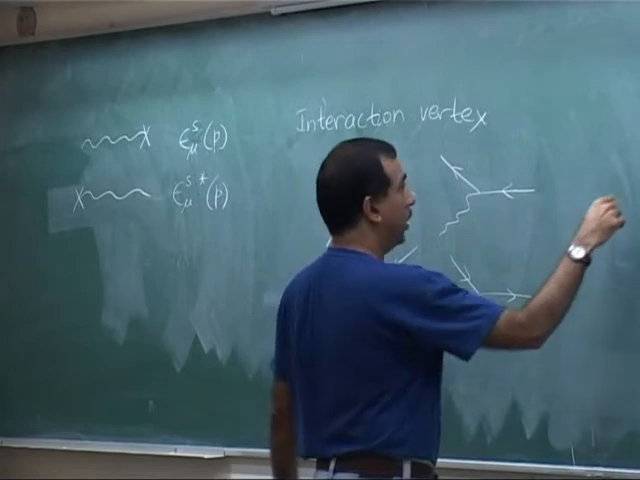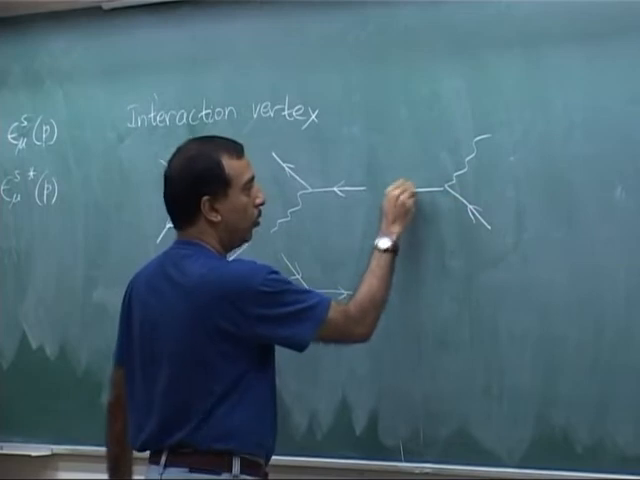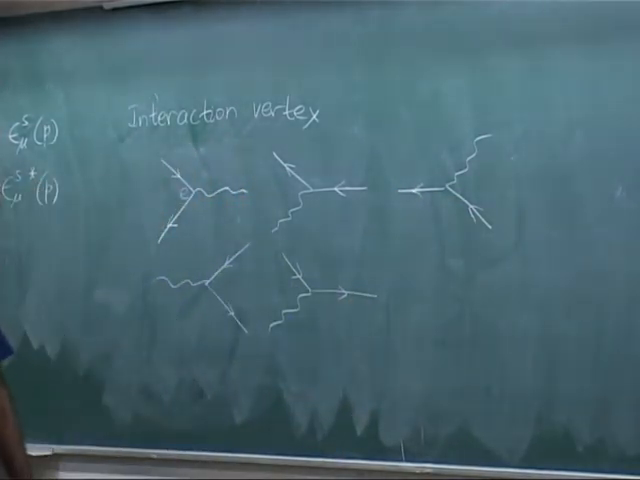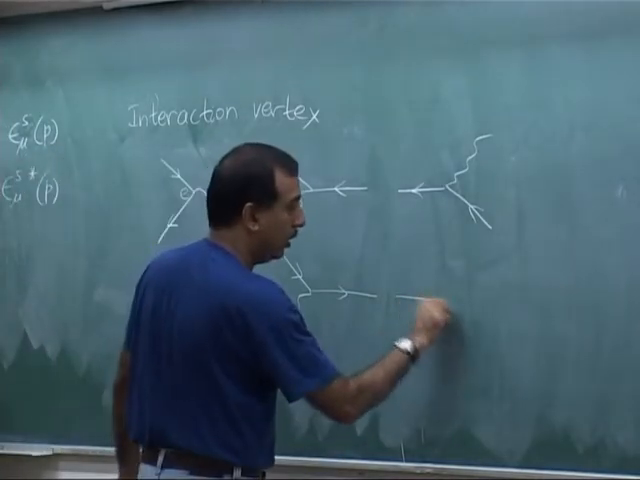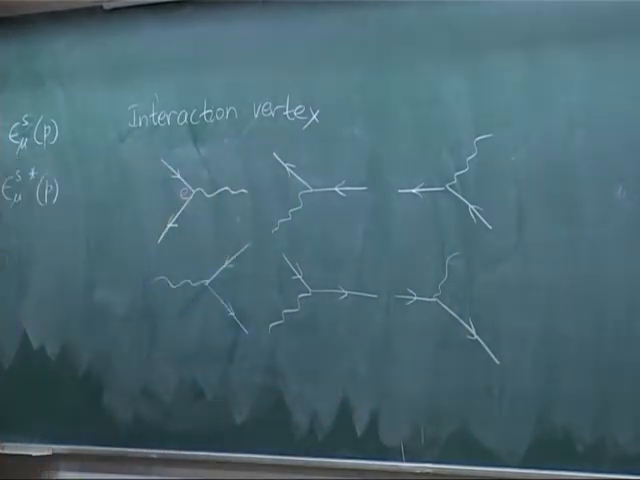If I drew it like this, what would it be? Yeah, electron absorbing a photon and propagating on, and finally positron absorbing a photon and propagating. Now the lovely thing is none of these 6 processes occurs in nature.